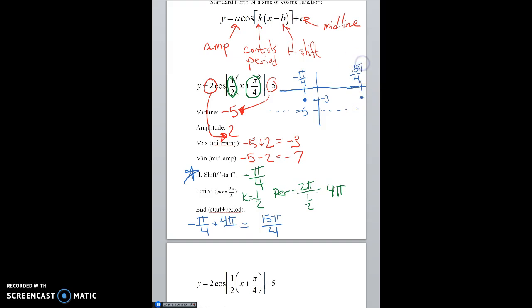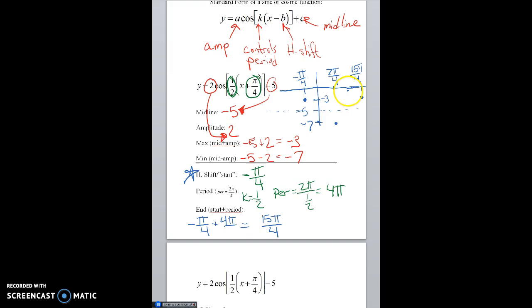Forgot my pi. Halfway in between 15 pi over 4 and negative pi over 4, it's going to be at a minimum, because sine or cosine reaches a minimum halfway through its cycle. We know the minimum is -7. So put a dot right there. We need to figure out this x value, which you get by averaging the beginning and the end. Anytime you need to find something that's halfway between two numbers, you can average them. 15 pi over 4 minus pi over 4 gives you 14 pi over 4. Divide by 2 gives you 7 pi over 4.